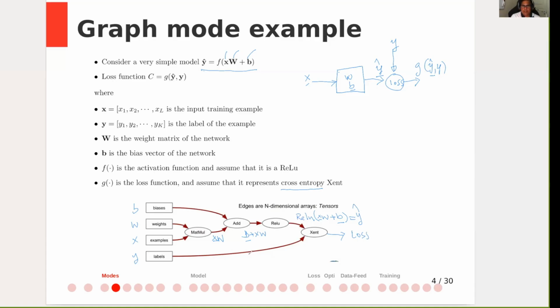As you can see, there are four operations you have to perform: matrix multiplication, addition, the rectified linear unit operation, and the cross entropy operation. And the model takes several inputs: biases, weights, examples, and labels. So this is an example, but in general, most of the models we use in deep learning can be cast into this sort of model.